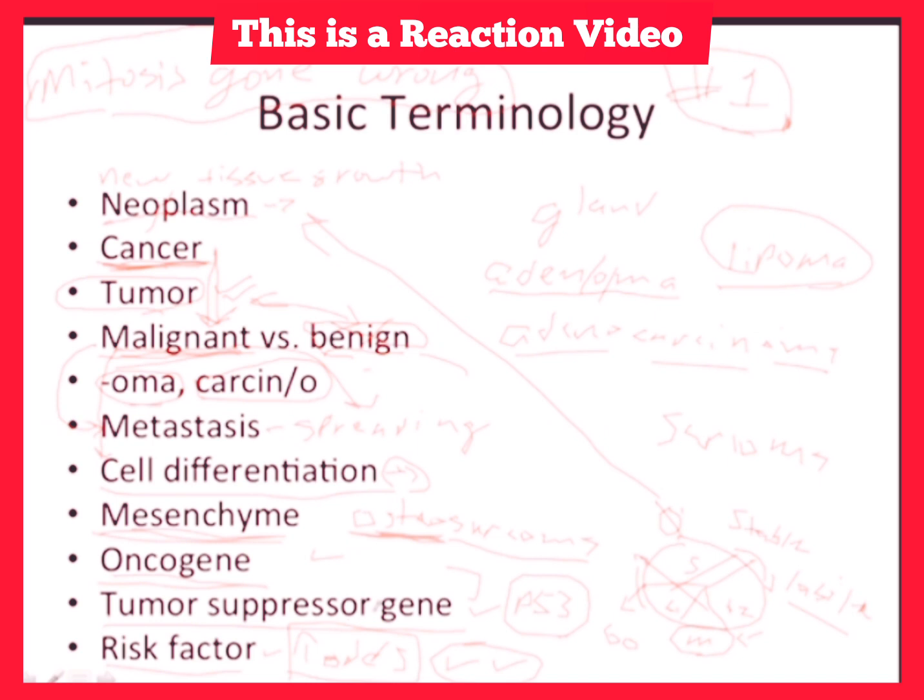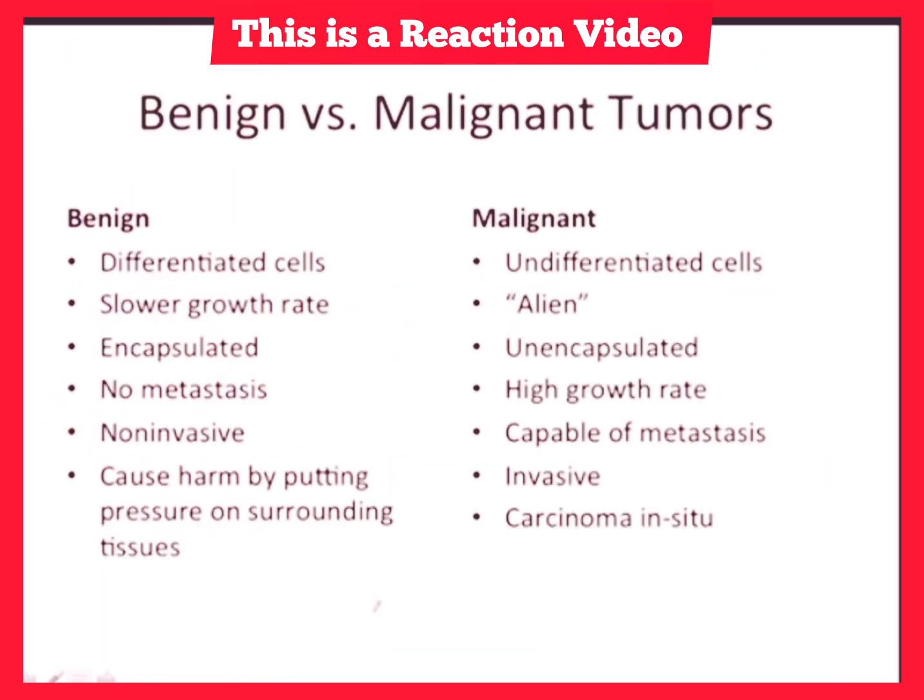So that was pretty heavy on the information side. Now let's transition into talking about the differences between benign and malignant tumors, and then we'll talk a little bit about what staging is, and then show some visual examples of these.